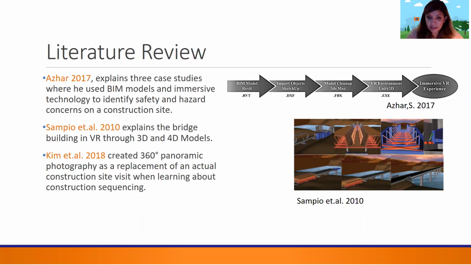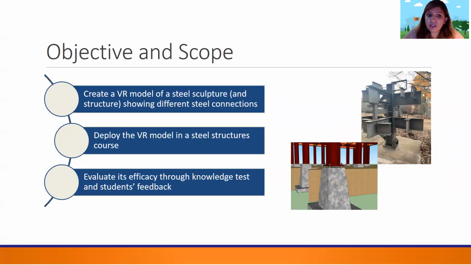So the main objective of this research was to create a steel sculpture app showing different steel connections. On the right-hand side, you can see a steel sculpture that is on our campus. It has 48 different steel connections. I did not explain all 48 connections in the app. We shortlisted some of the connections that we normally teach in our structures classroom, and then applied those connections in a real construction framing plan, where the students can see those connections, how they're applied, where they're applied, and how the load bearing occurs in the framing plan.